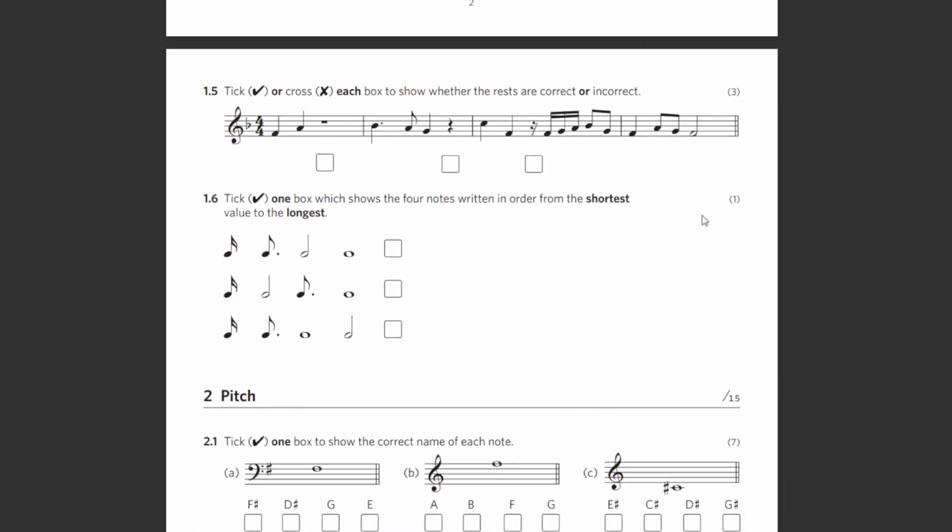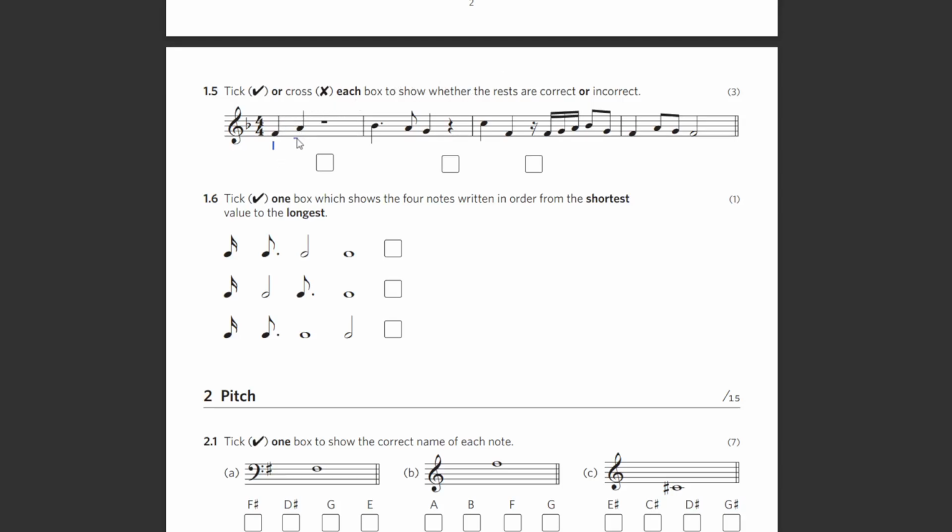Moving on to 1.5. In 1.5, you're asked to tick across each box to show whether the rests are correct or incorrect. So for this type of question, there are 2 things you need to check. Firstly, is the rest of the correct note time value, and secondly, is it grouped correctly? So now we have 4 time.